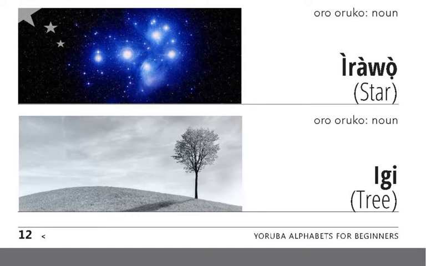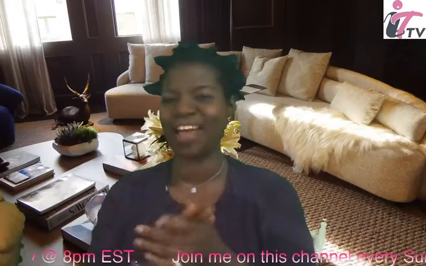Star. Irawo. Star. The next example is igi. Igi, tree.